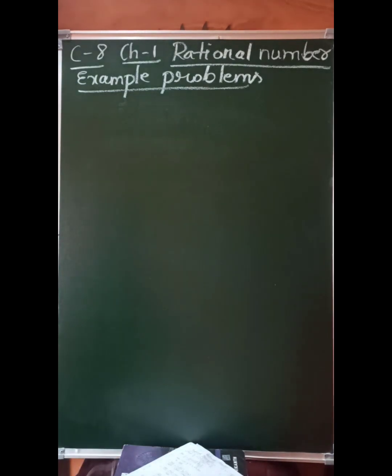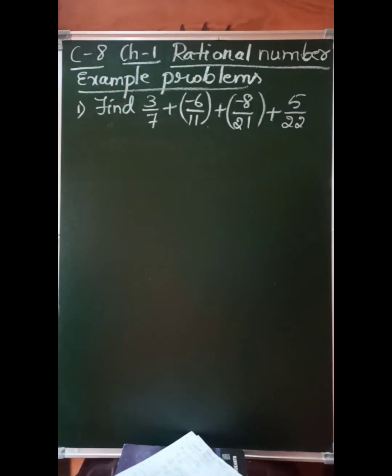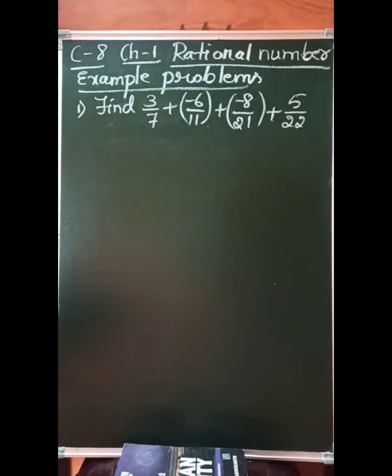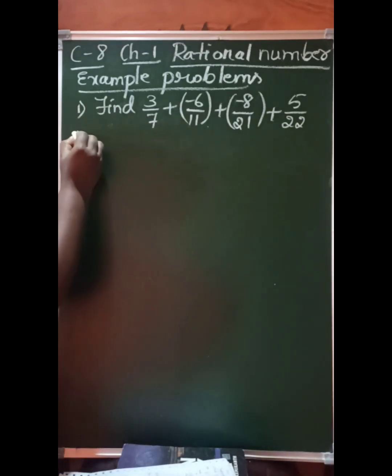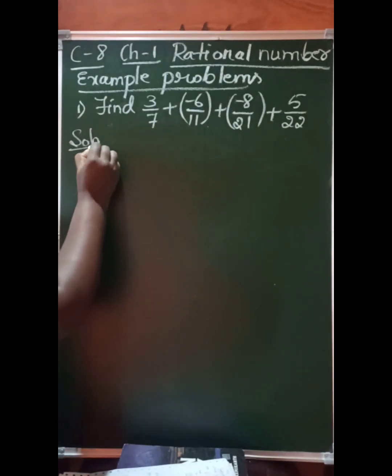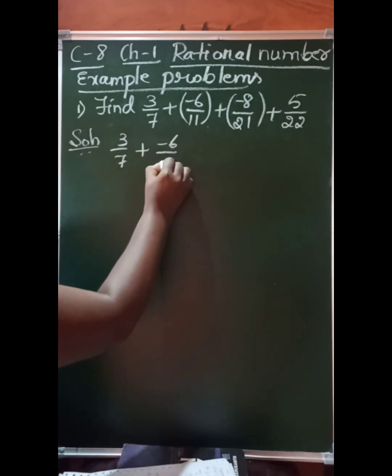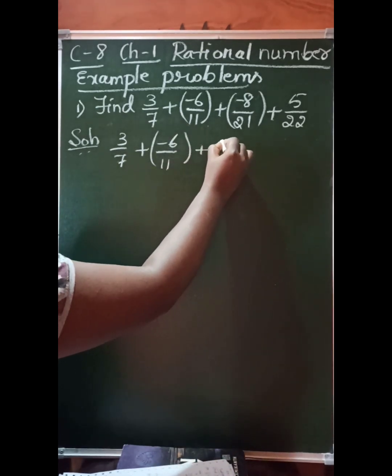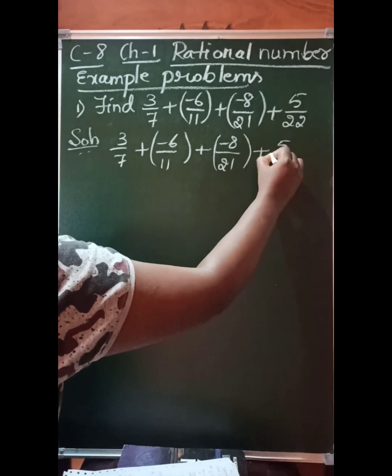Let's begin. The first example problem is: find 3/7 + (-6/11) + (-8/21) + 5/22. Here, first consider the given problem. Solution: let us find the solution of this problem. Now consider 3/7 + (-6/11) + (-8/21) + 5/22.